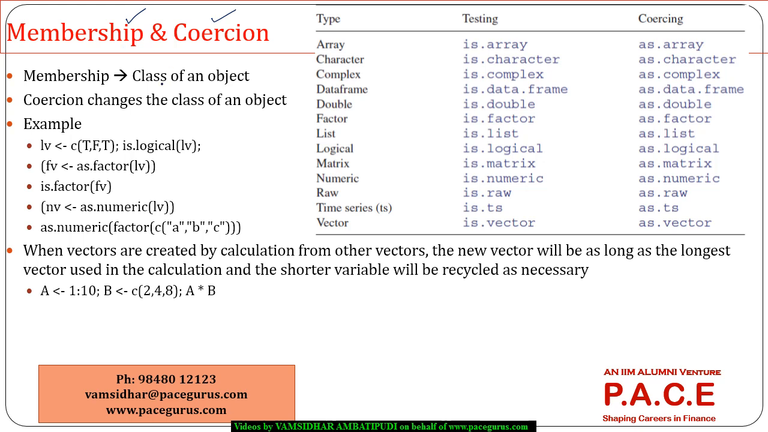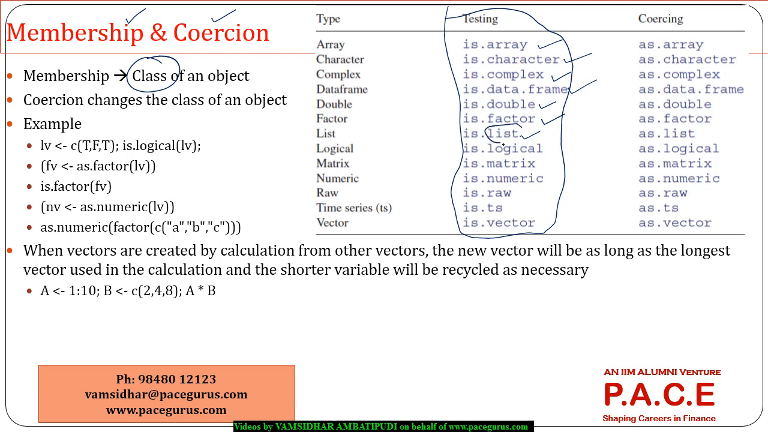Membership is checking the class of an object. So we have all these different classes. We have a class called array, we have a class called character. Character is nothing but string, but we will be using the word character here. Then we have an object called data frame. We have double. Double is more like floating point kind of numbers that can be handled through double. Then we have factor. List, I'll deal with the word list, and so these are some complex data types.